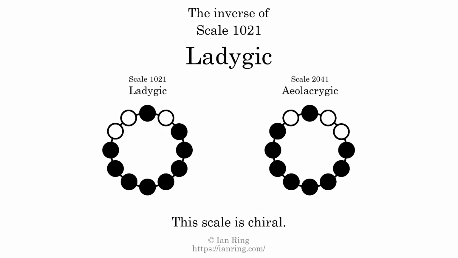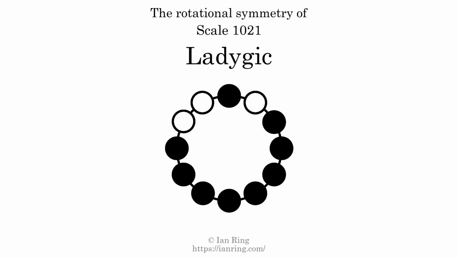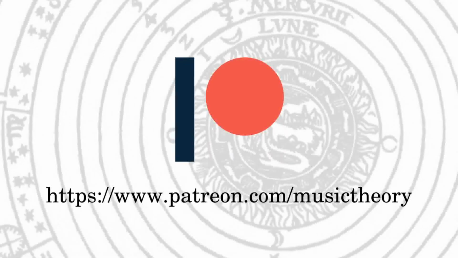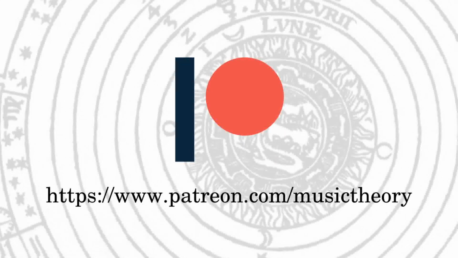The inverse of a scale is a mirror image. It is what you get when the sequence of intervals is reversed. The inverse of this scale is scale 2041, also known as Ladygic. This scale is chiral. It cannot transform into its inverse by rotational transformation. This scale has no rotational symmetry. For even more detail about this scale, visit ianring.com/musictheory/scales/1021.